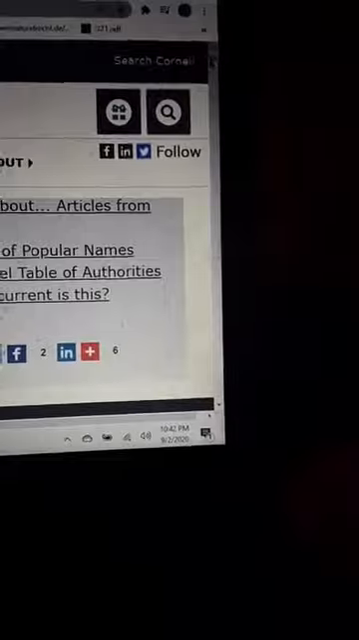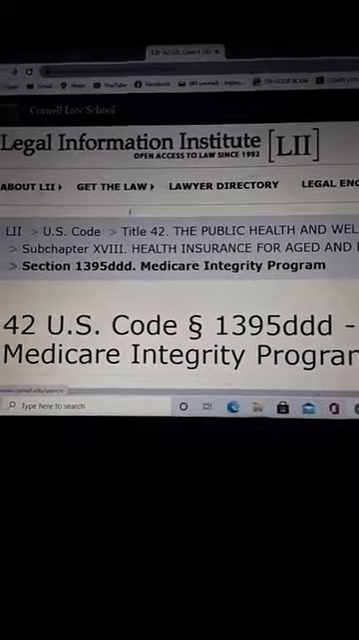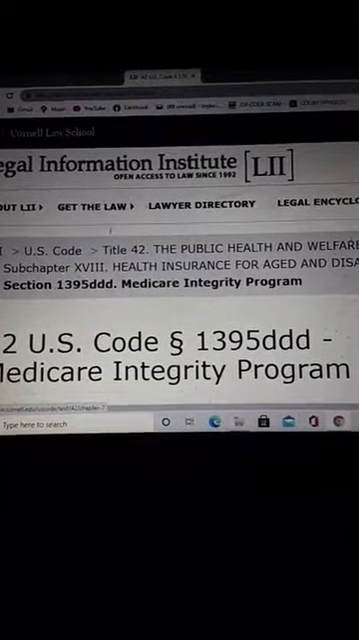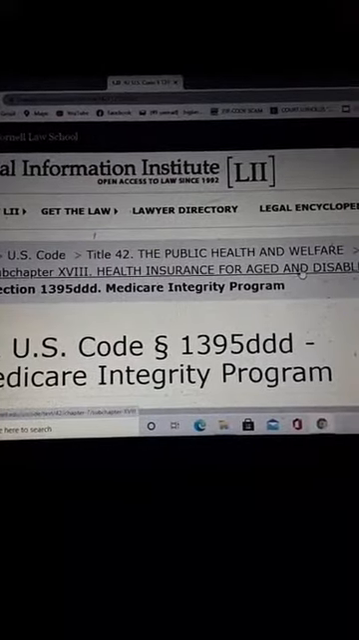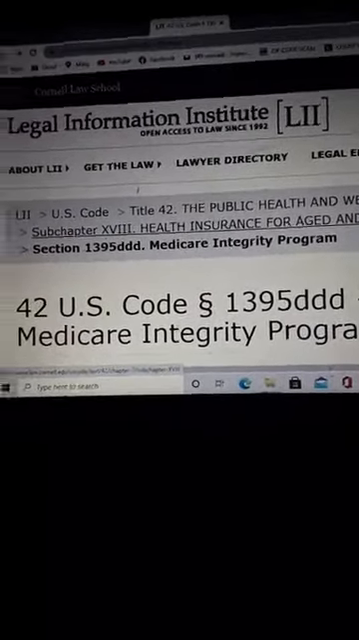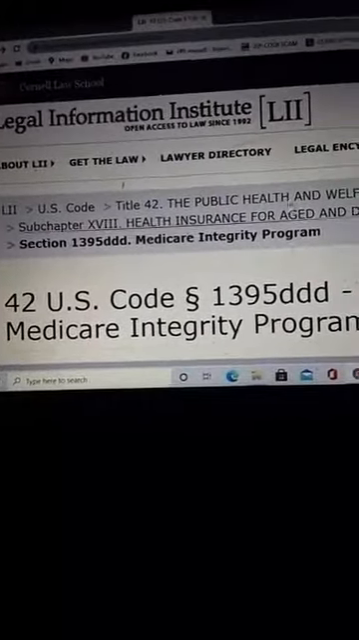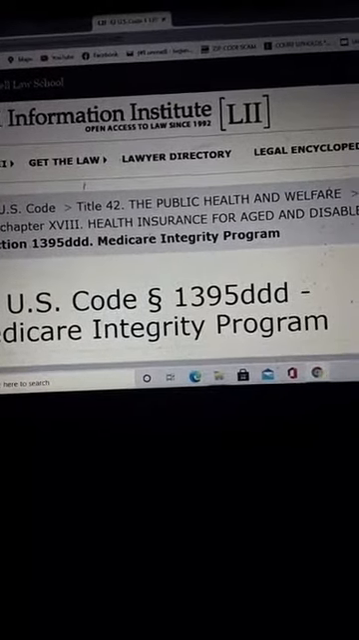And we can see over here in the sidebar that that's a pretty lengthy little section there. I mean, that's a small bar, and you can see it goes down quite a ways. There's a lot of information in there if you want to research it. But for now, we're going to stick with the integrity part. Because as I said, it's Public Health and Welfare, Chapter 7, Social Security, Health Insurance for Aged and Disabled. Medicare Integrity Program. Medicare. And like I said, normally we would think this would cover their integrity.